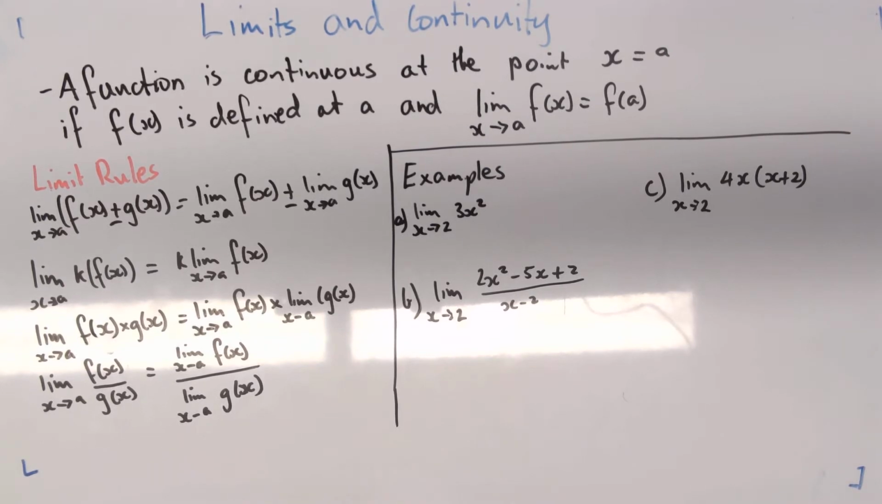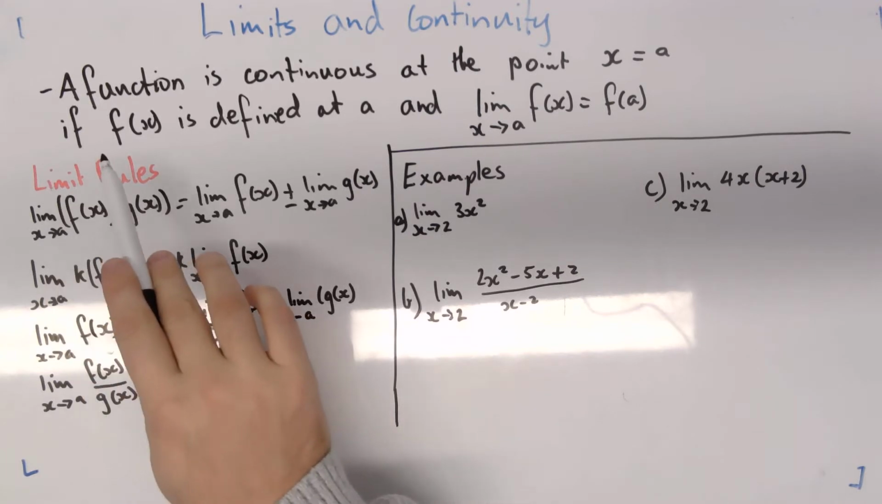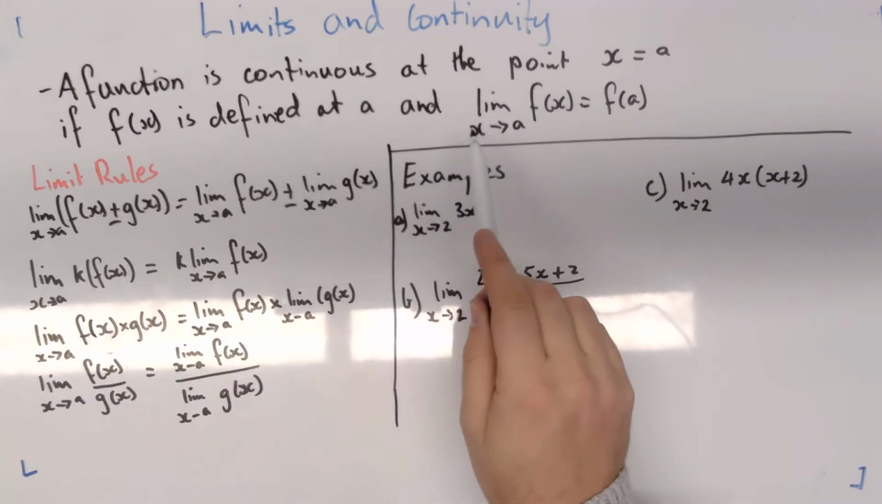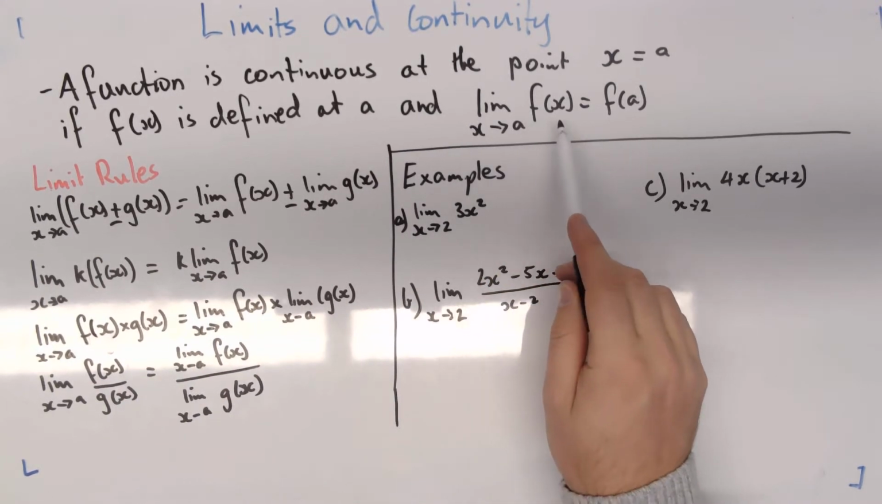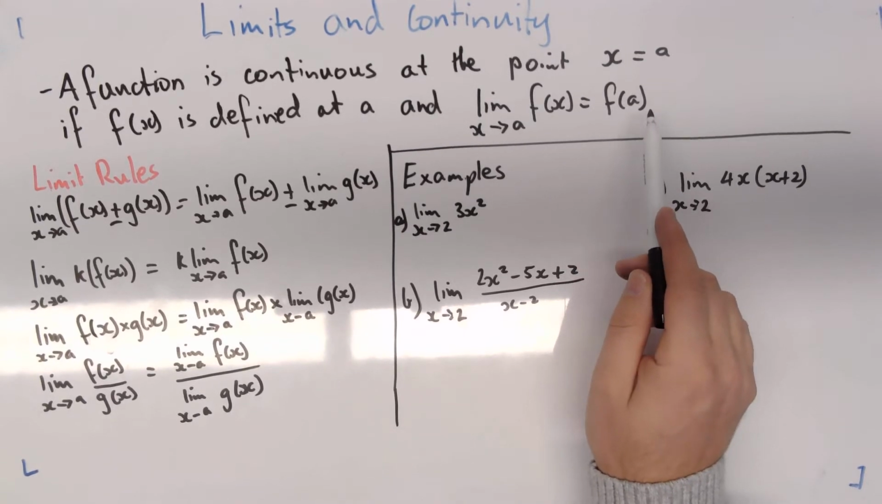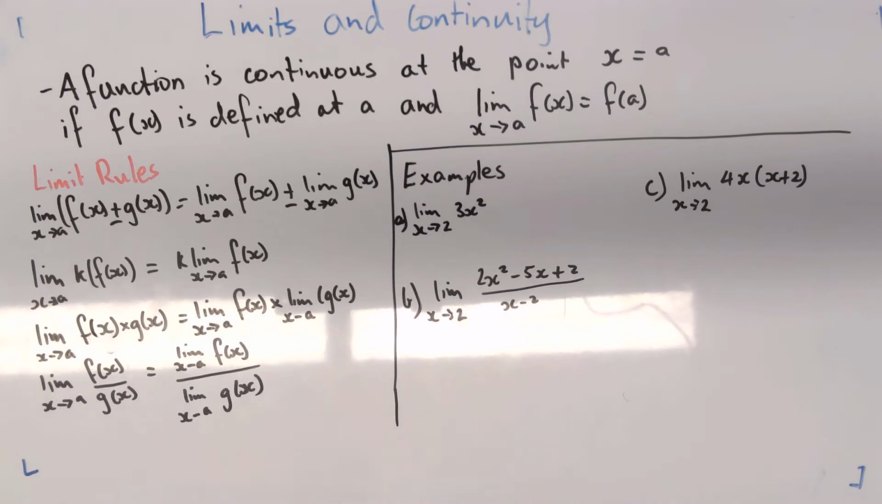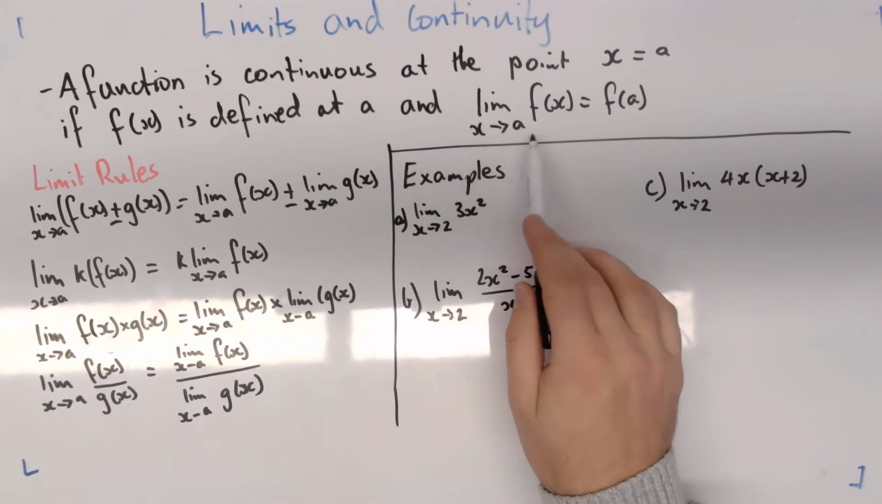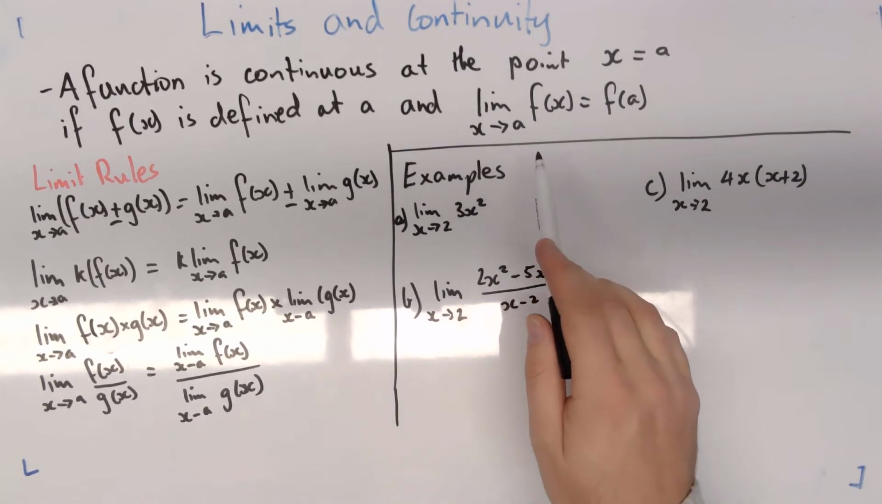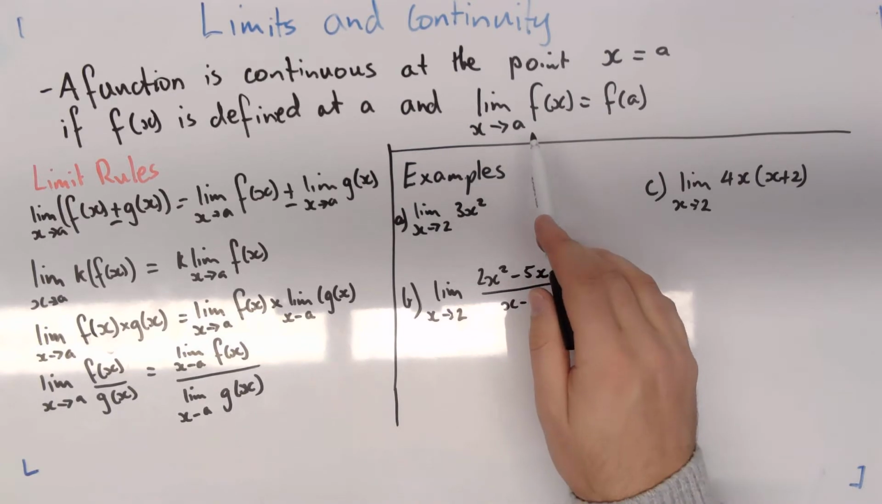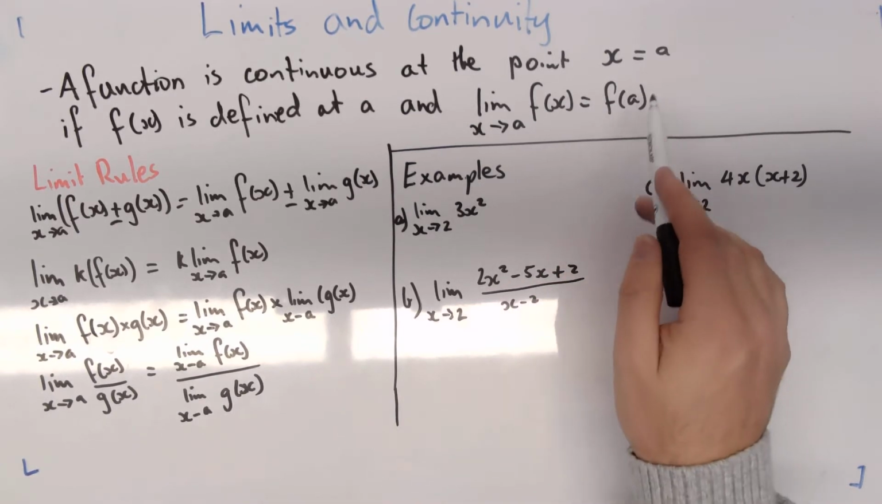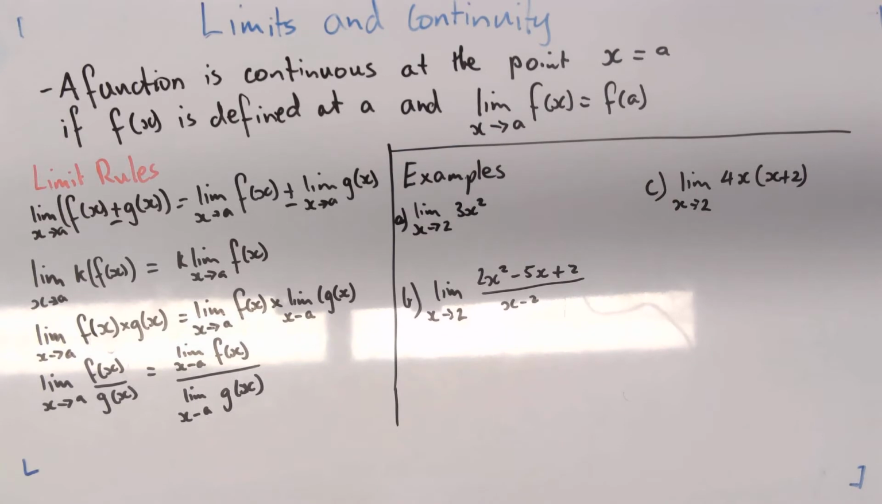A function is continuous at a point x equals a if f of x is defined at a and the limit as x approaches a of f of x equals f of a. What that means, and we'll get to what limits actually look like a little bit, is that as we approach some value a from either the left or the right, we should be getting the same value as when we sub that value of a into our original function f of x.